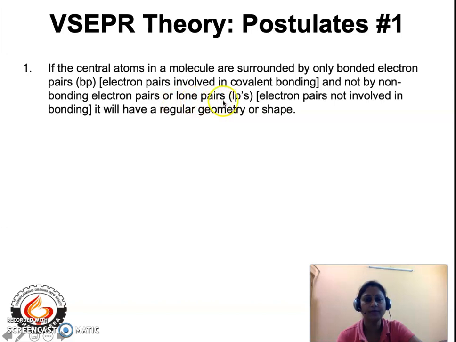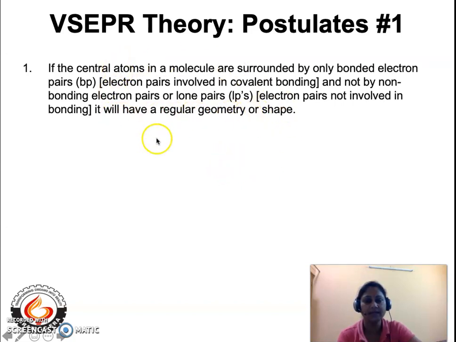So what do you mean by lone pairs? That means the central atom may also have some electrons that are not involved in bonding. In this postulate, we are not talking about lone pairs. We will be taking the example of covalent molecules in which the central atom has only bonded electron pairs. So under such conditions, the molecule will assume a regular shape or a regular geometry.